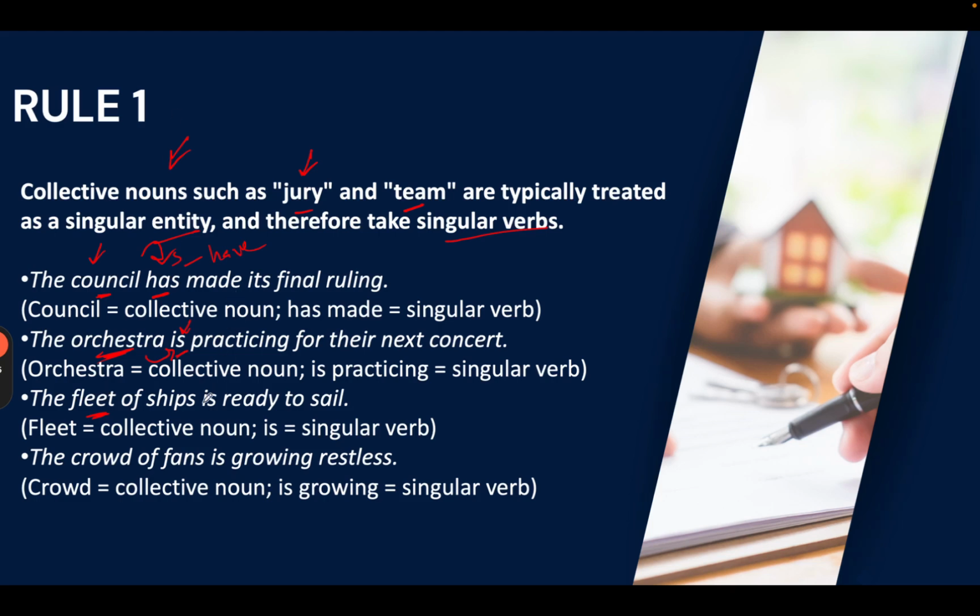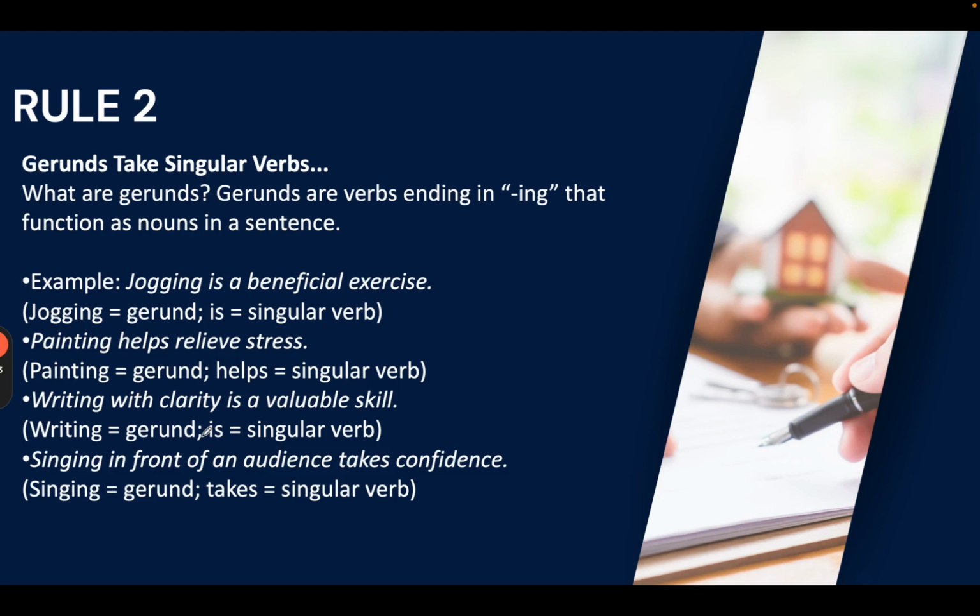Now, what kind of verb have we used with it? It is singular in form. The crowd of fans is growing restless. Now, crowd is again more than one person, right? But because we are giving them one name, that's a collective noun, and the verb that we are using for the subject crowd is singular. This is how we need to identify how a collective noun is followed by a singular verb. Let's look at the next rule.